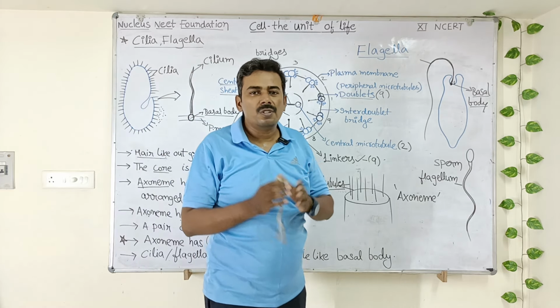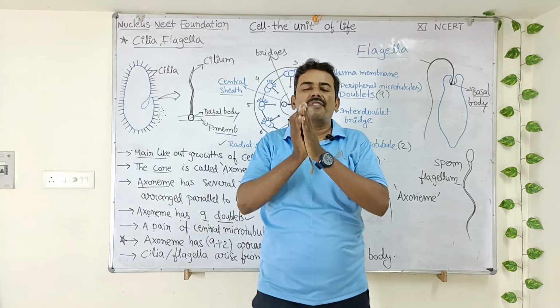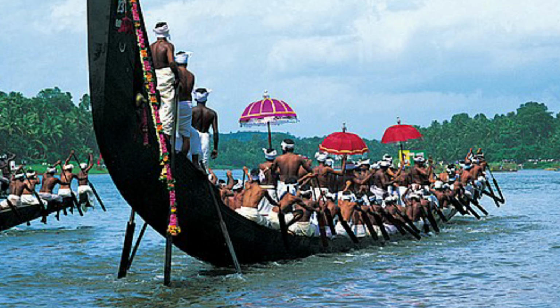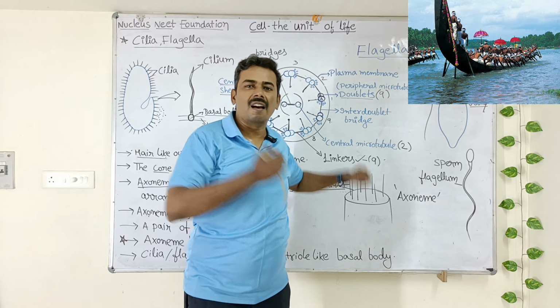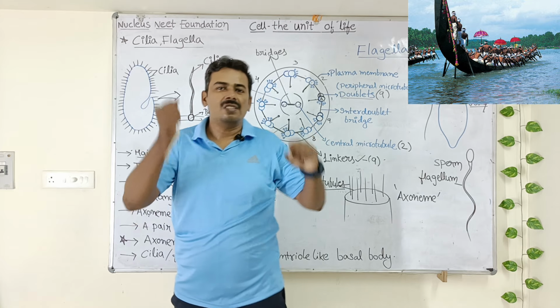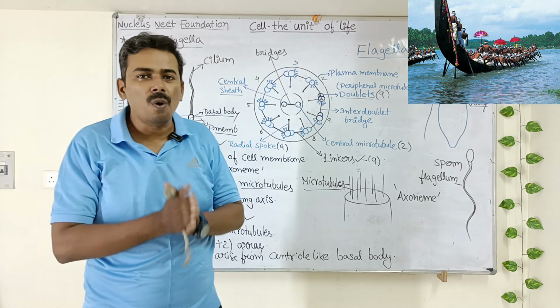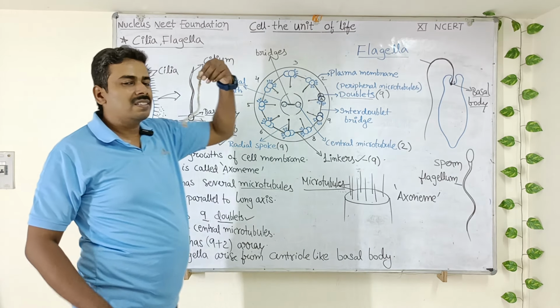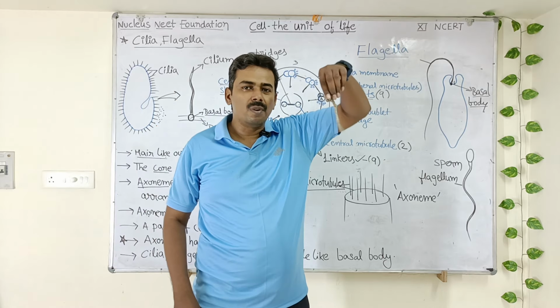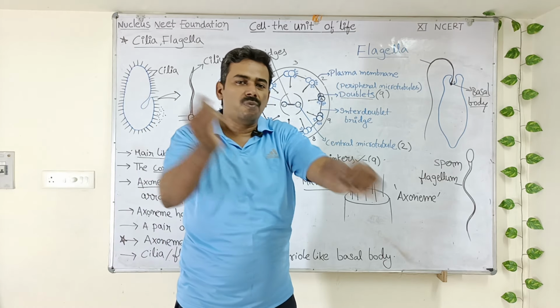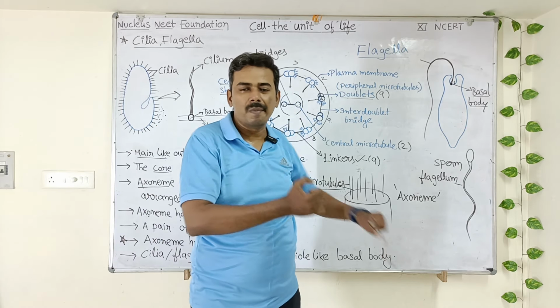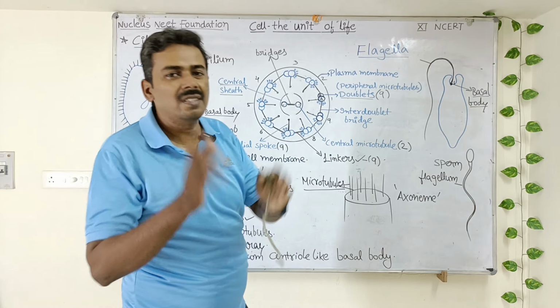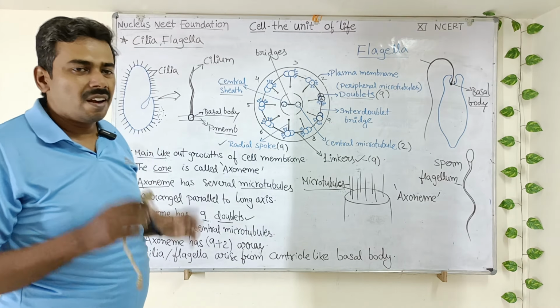Okay. You know the boat. In Kerala, there is a festival called Snake Boat Festival. You can see here. In the Snake Boat Festival, there will be so many people who will be moving their oars like this. That paddle-like structure is called an oar. The cilium works like an oar in the boat. It can move forward and backward, just like an oar in the boat. This is from the lines of NCERT book.